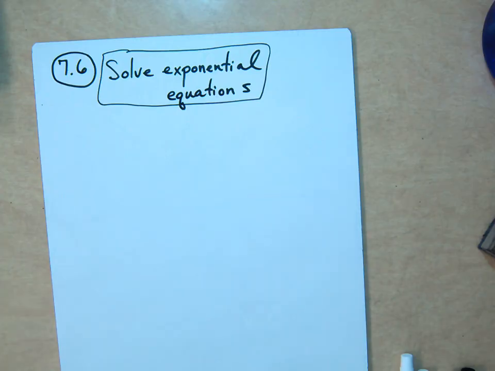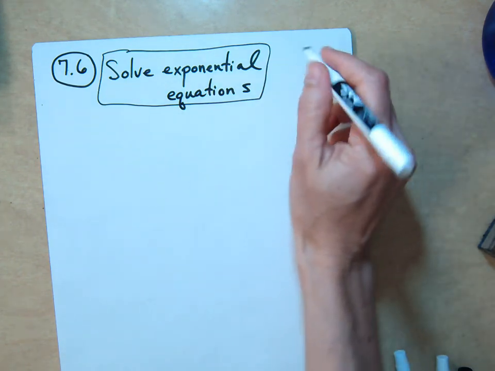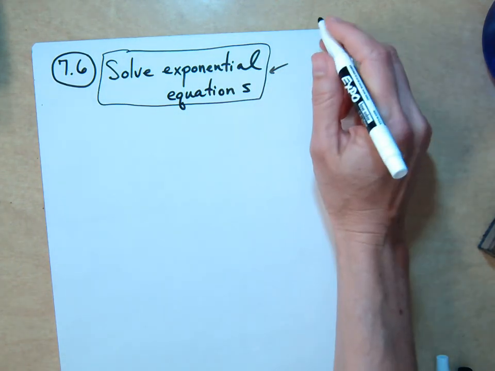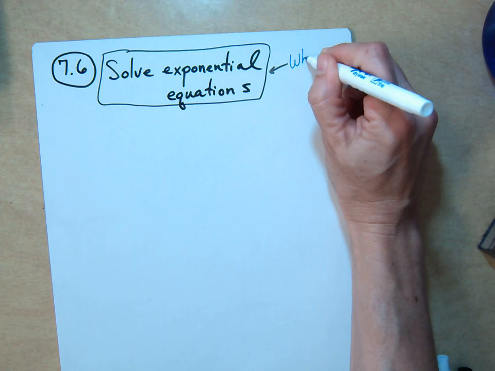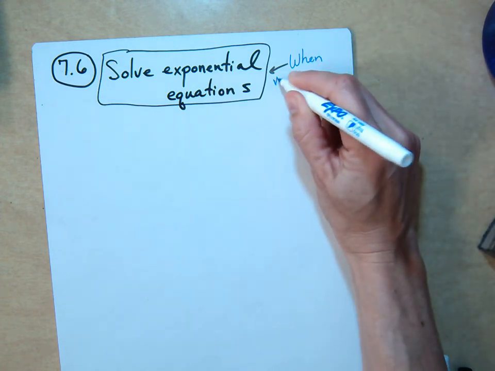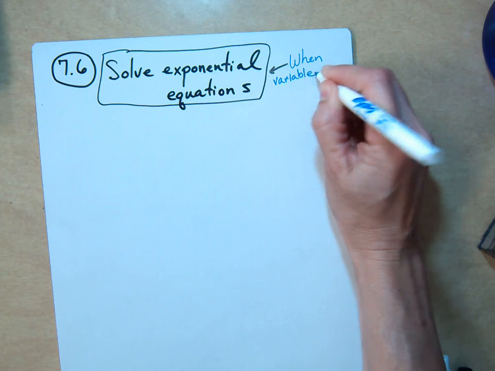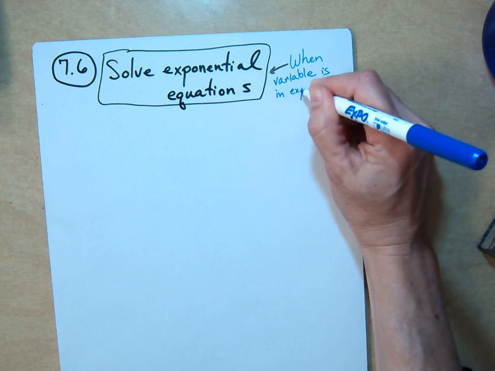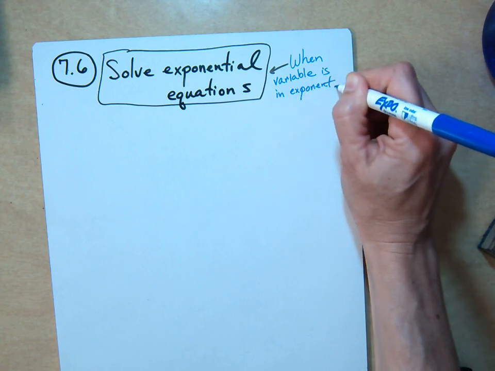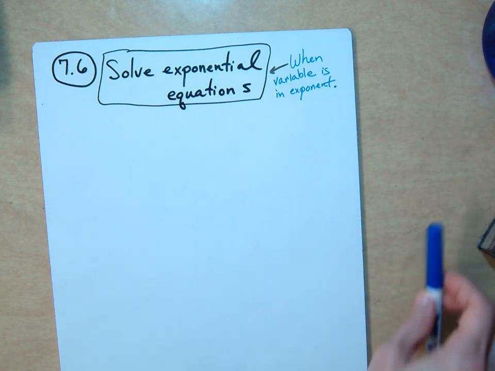Alright, this is 7.6, solving exponential equations. There's two types. There's one where you can match up the bases and solve it, and there's one where you can't. So first, exponential equations means, so that you can identify when you need this, is when the variable that you're trying to solve for, like x, is in the exponent.